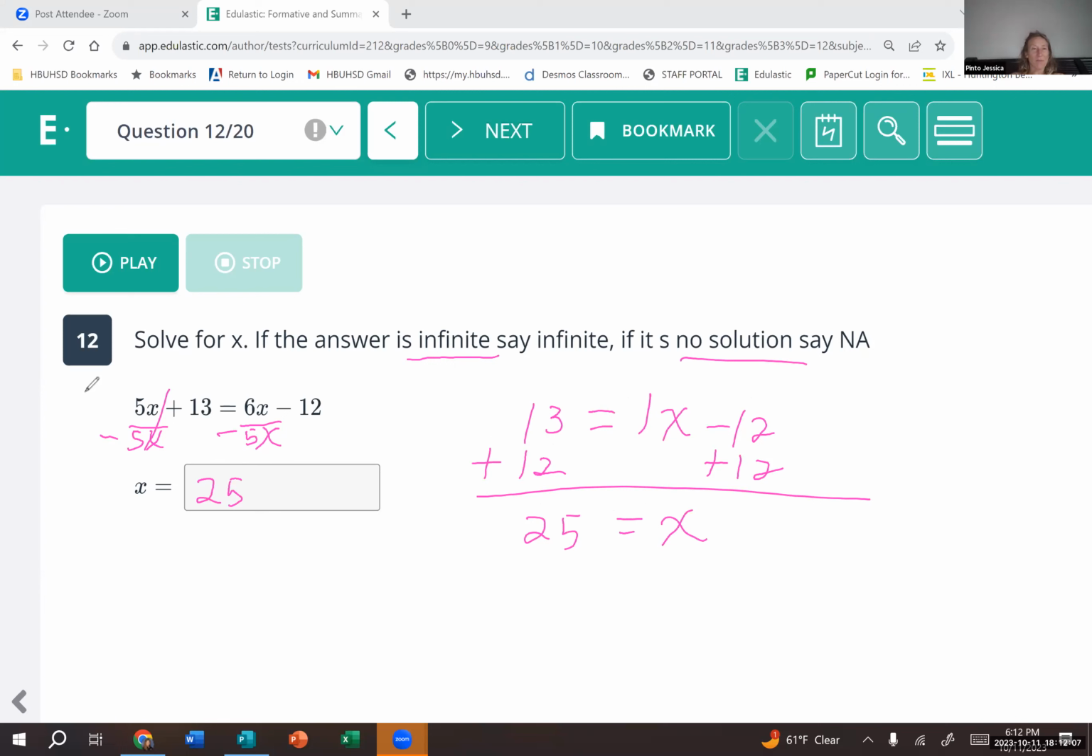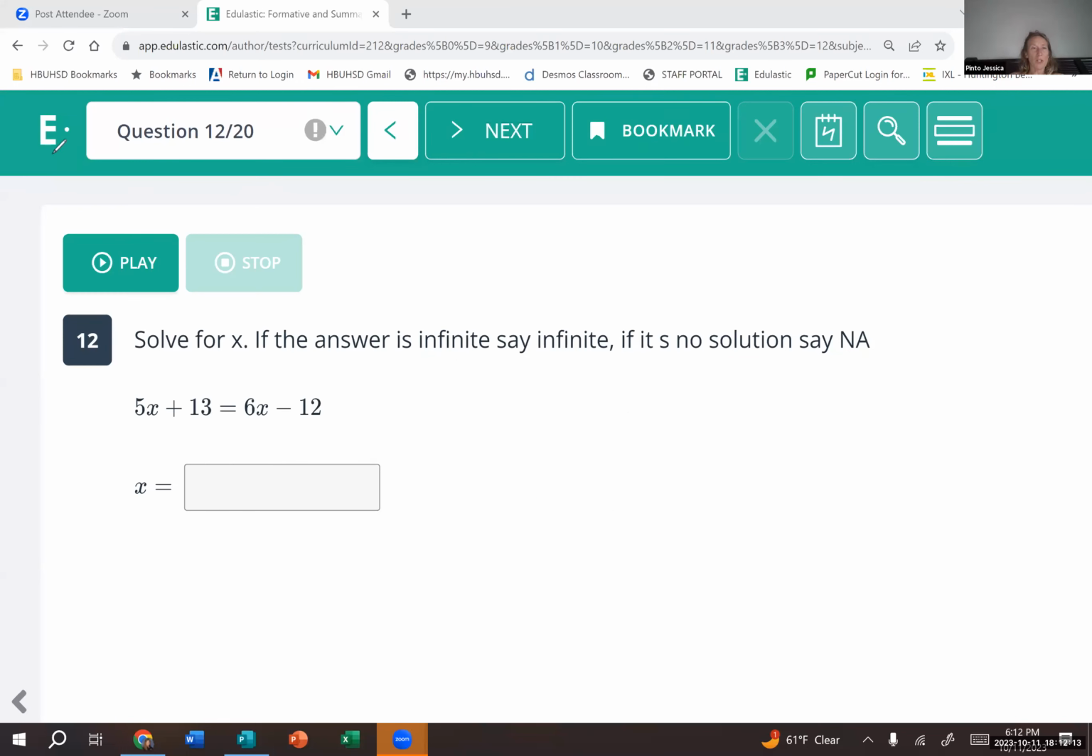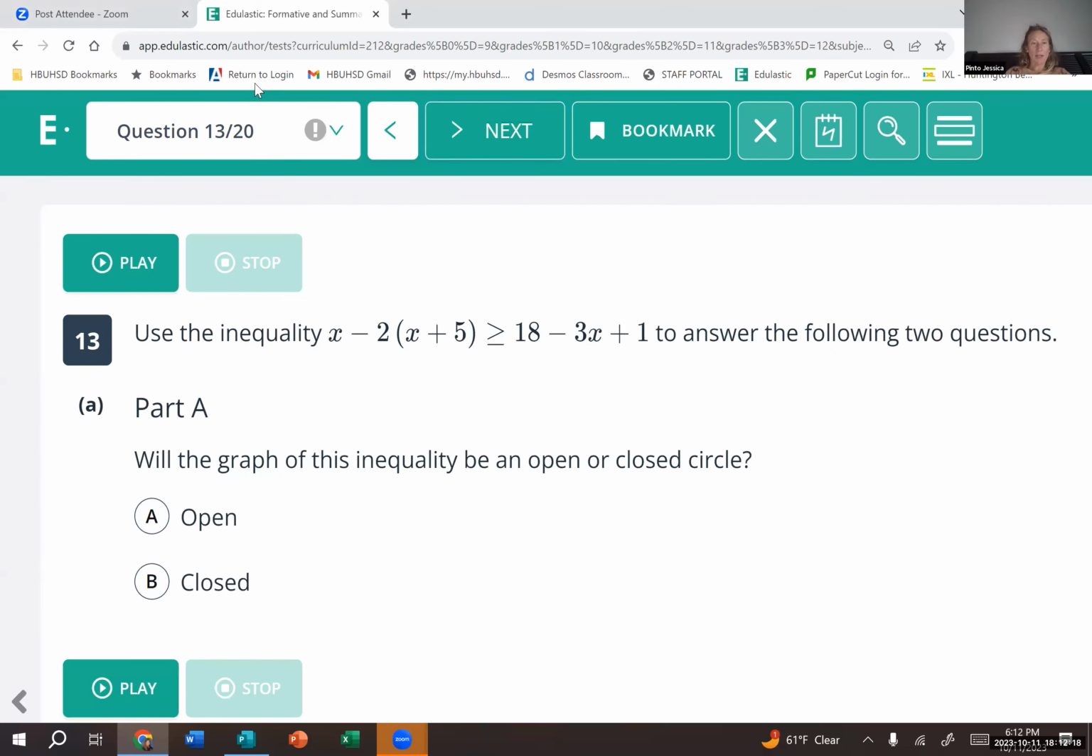That was a great one. Oh, I love it when there's whole numbers. It looks really easy compared to that fraction one we just did. Right on, let's tackle 13. Okay, so right away I can answer part A with closed circle. And then for B, we're going to have to answer the question.